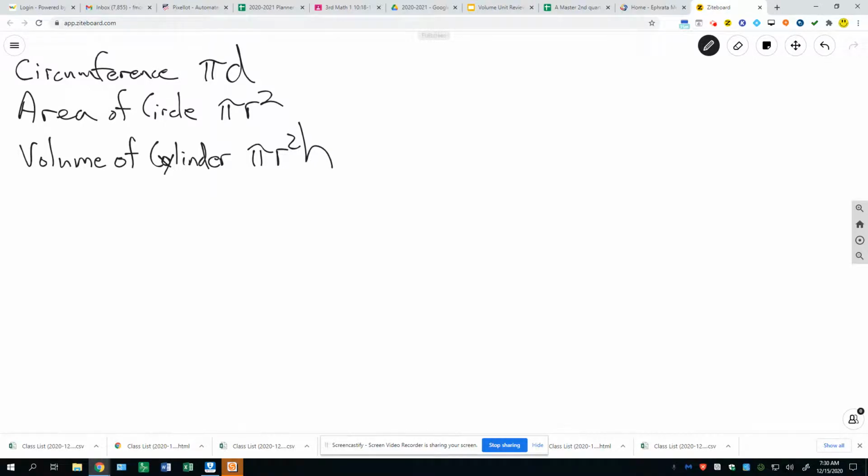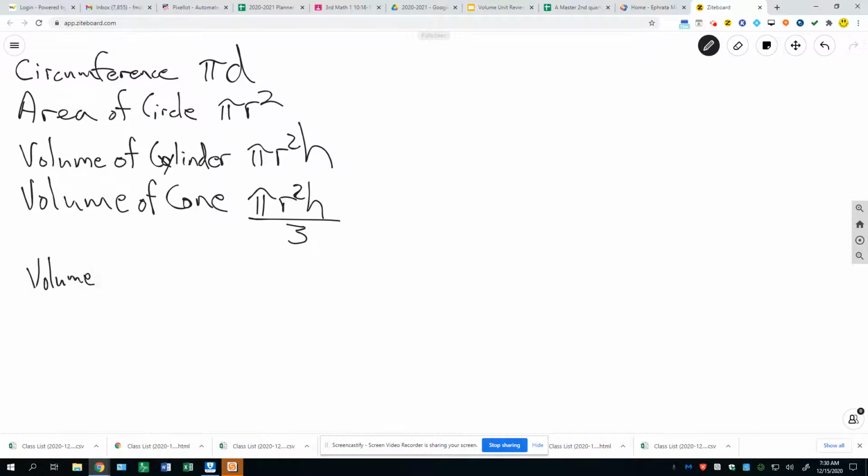Now I'm going to go volume of a cone, which is pi times the radius squared times the height divided by 3. And finally, volume of sphere, which I'm going to write how we plug it into the calculator, because I think that's key. 4 times pi times the radius to the third divided by 3. It's still got that 4/3 in there, but it'll help me stay how I want to stay.